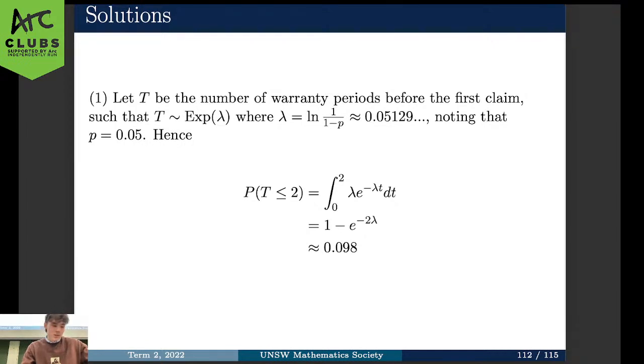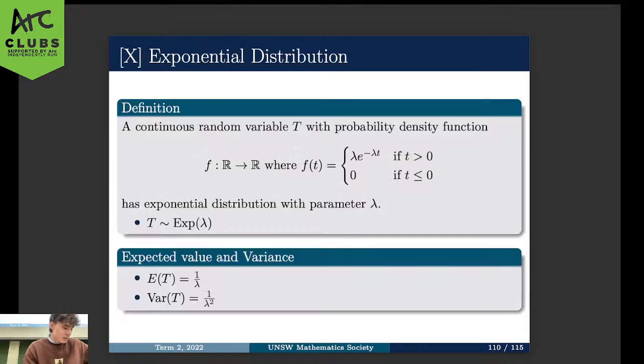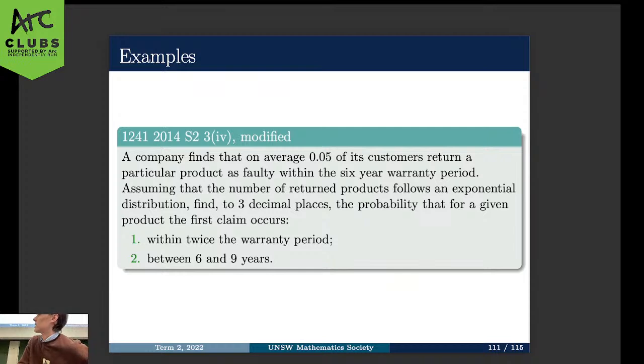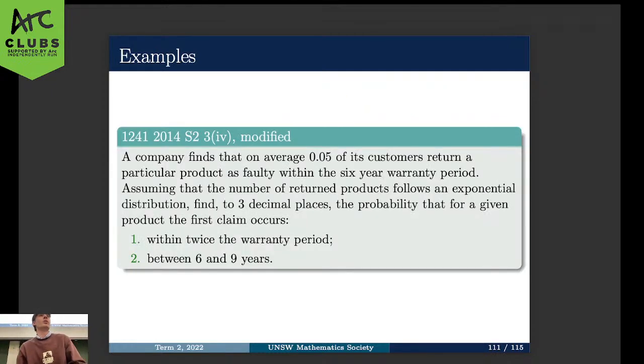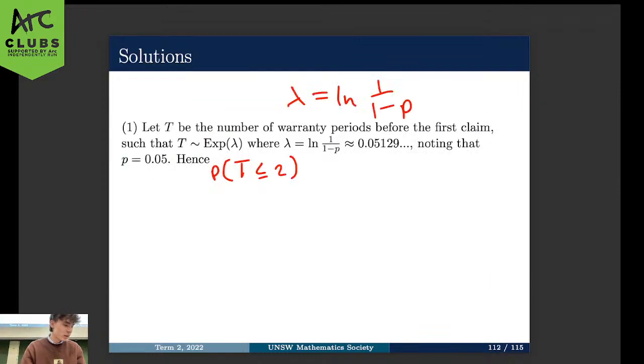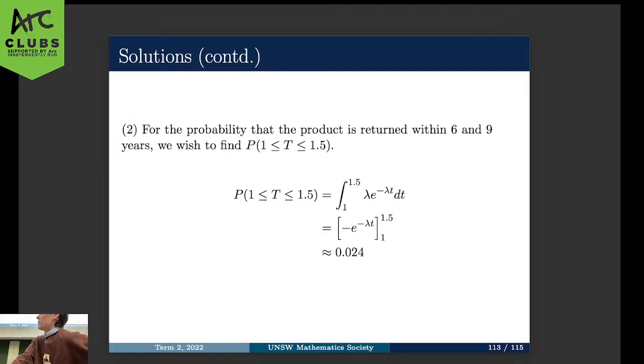Now, the second part to this question was to find the probability that the first claim is within 6 and 9 years. Because one warranty period is 6 years, 9 years corresponds to 1.5 warranty periods. So all we're looking for here is the probability that t is between 1 and 1.5. That comes to the integral of the probability density function from 1 to 1.5, giving us 0.024. So that's the probability that the first claim is within 6 and 9 years.